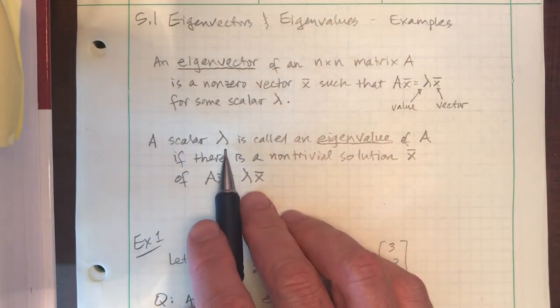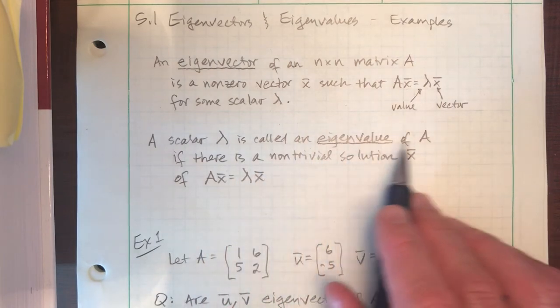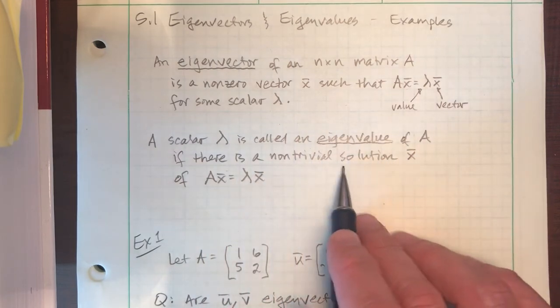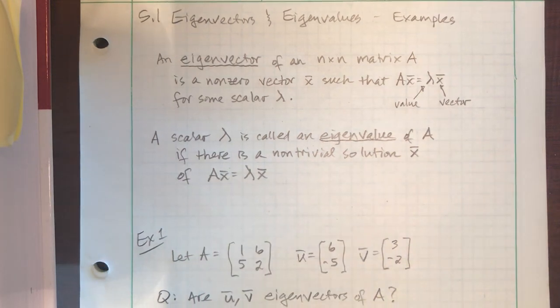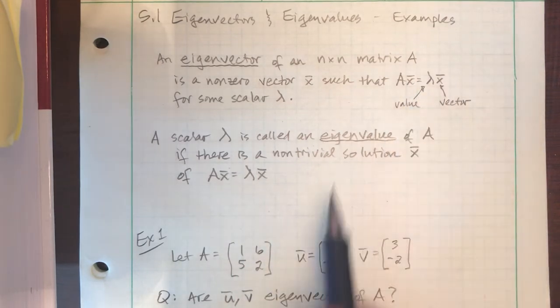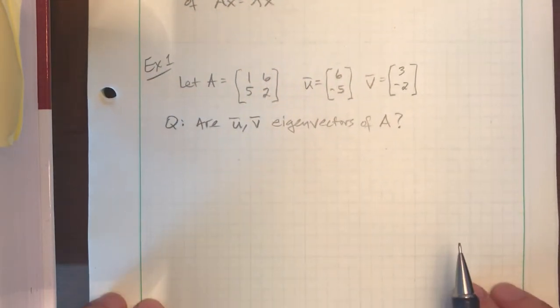A scalar lambda is called an eigenvalue of a matrix if there's a non-trivial solution to this matrix equation. So we're going to look at a few examples and we'll see what's going on with this equation and how it can help us with some of these problems.